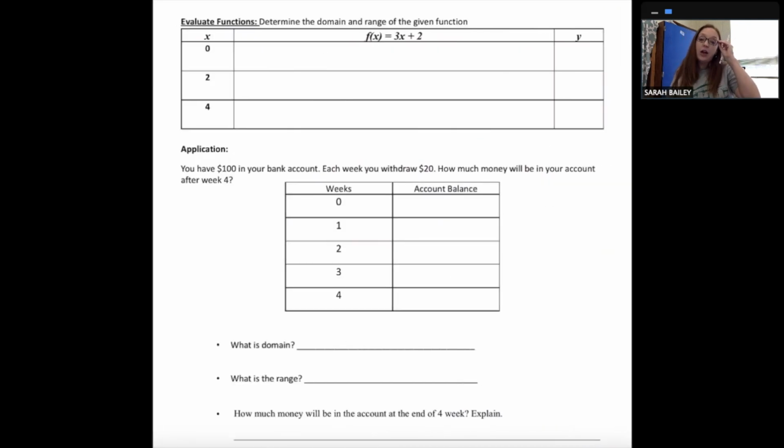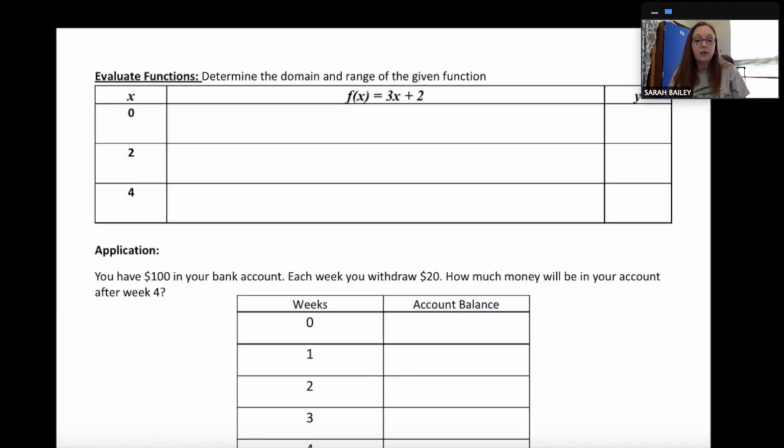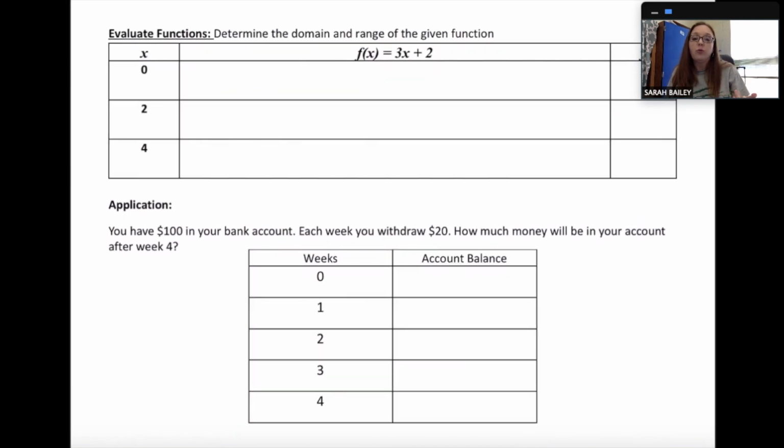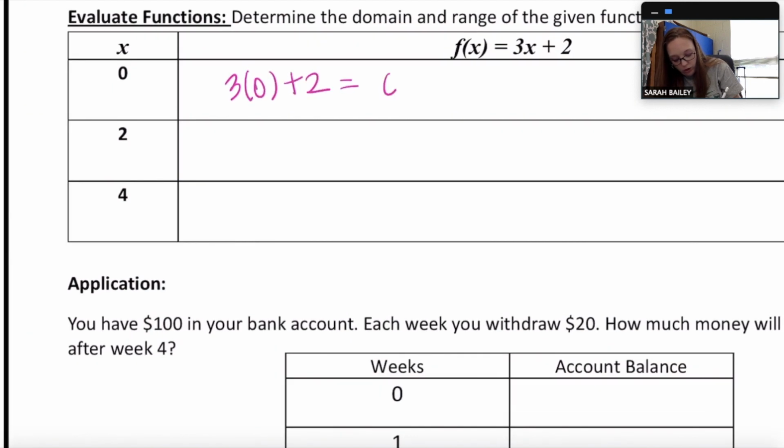Okay, this time we're going to evaluate a function. So looking up here, it says determine the domain and range of the given function. So we see, let me zoom out so you can see that y. So we see we have the function f of x is equal to 3x plus 2. That f of x, just think of it as a y. So I'm going to substitute a 0, and we'll start off by substituting a 0 in for x. So I end up with 3 times 0 plus 2, which is 0 plus 2, which is just 2, right?